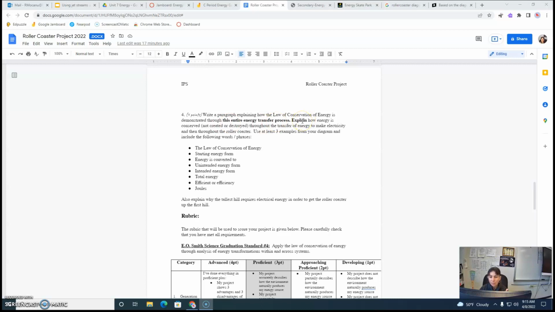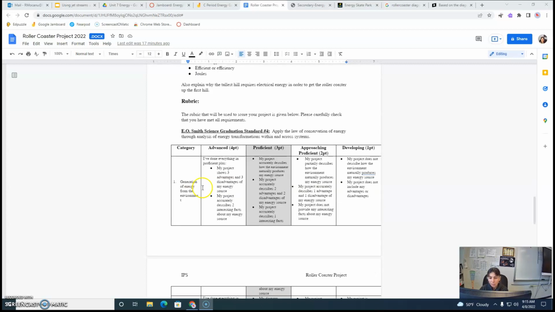So explain how the energy is conserved, not created or destroyed, starting with your power plant and all the way throughout the roller coaster ride. And it gives you specific instructions on what you need to do using 3 examples, and some examples of vocabulary or terminology that you are supposed to use.